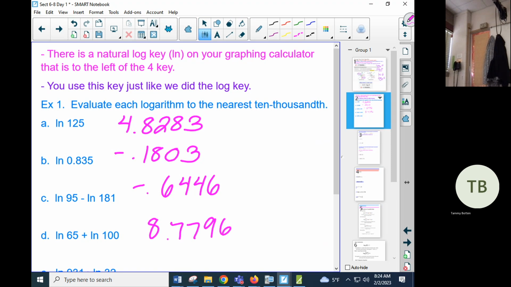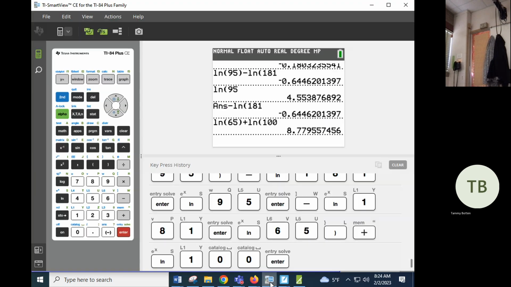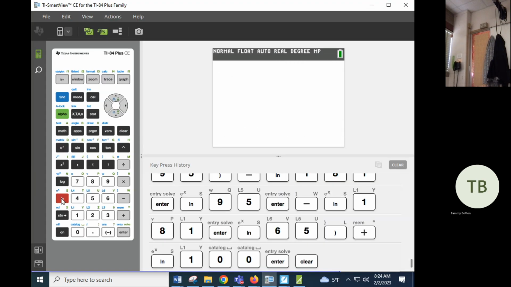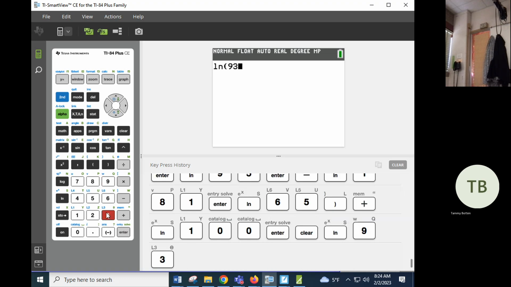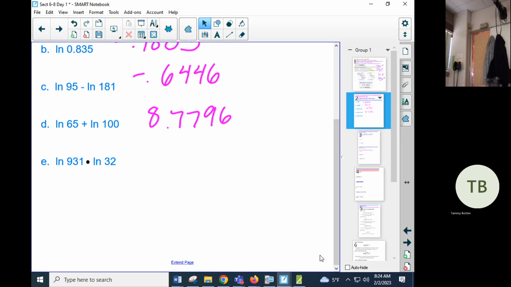And then this last one where we're just punching in, we're going to multiply 2 logs. So we're going to go natural log of 931. And then again, you could go enter or do your parenthesis, and then it's multiplied. So I'm going to go times natural log of 32. And I get 23.6927, so those should be pretty easy points. You're really just punching that into your calculator.